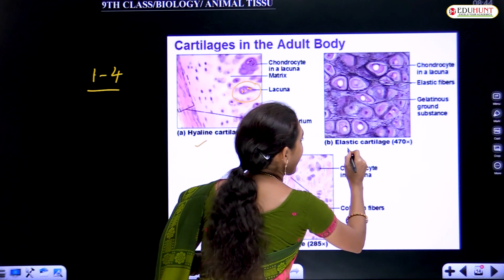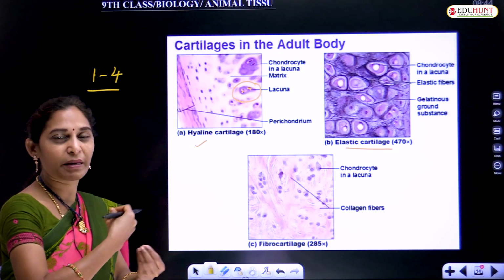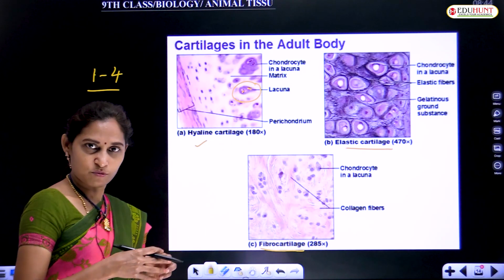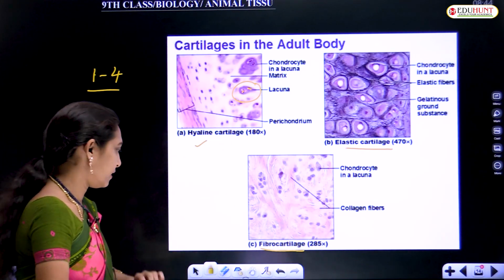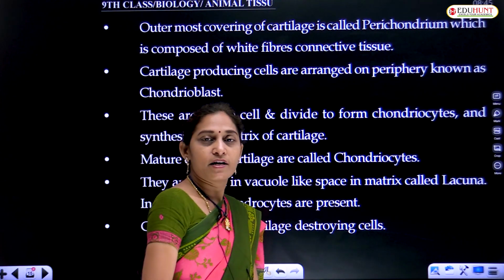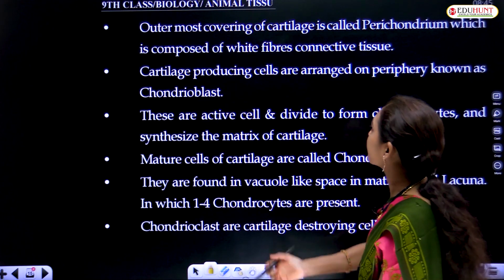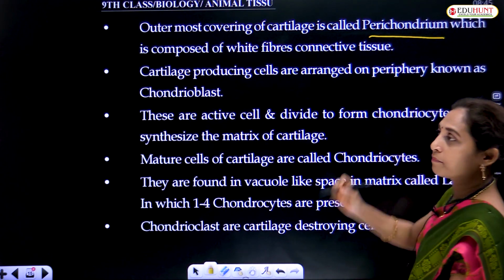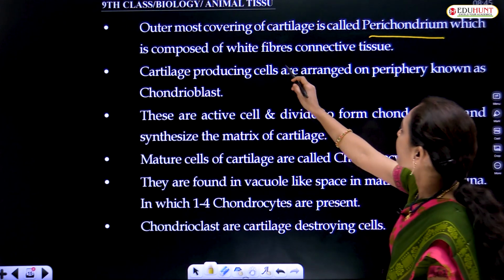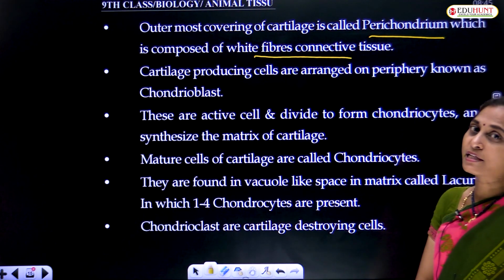And this is elastic cartilage. Elastic means it is soft and it can be stretched. Fibrocartilage. Fibrous tissue is more in this cartilage. Yes, the outermost connective layer of the cartilage, as I said, that is called the perichondrium. Which is composed of white fibrous connective tissue. White fibers ekkaduntayi? White fibers entivi?